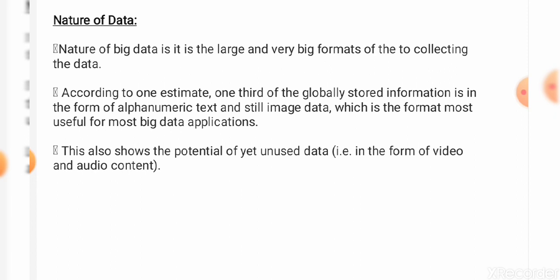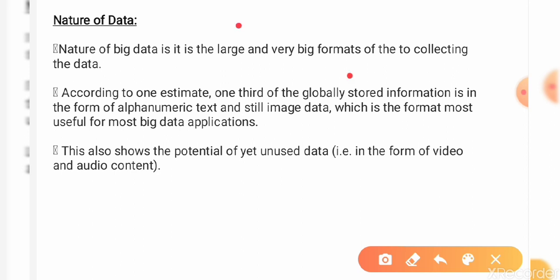The last topic we are going to discuss is the nature of data. Already we discussed the types of data. There are three types of data in big data: structured data, unstructured data, and semi-structured data. Here we see the nature of data. The nature of data is that it is large and collected in very big formats.